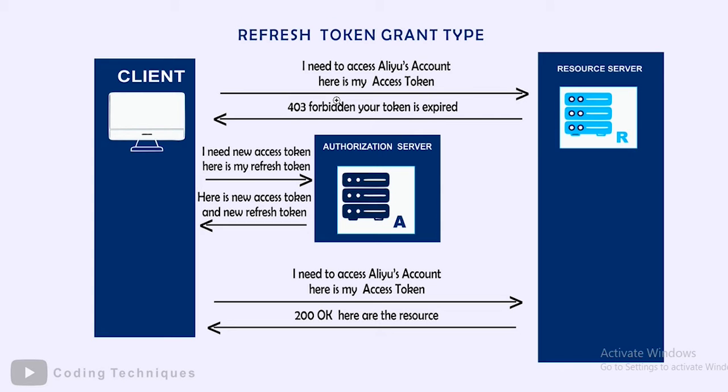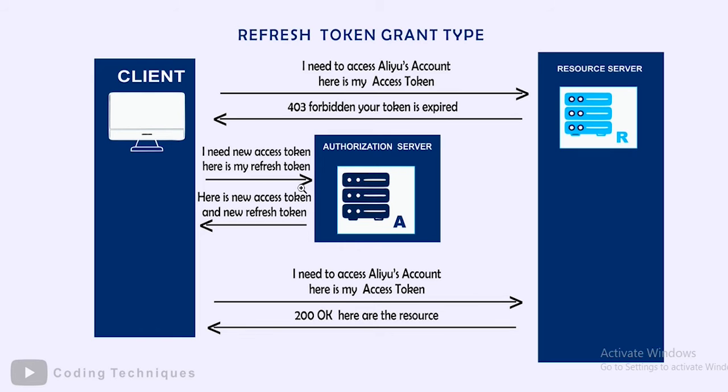Here is my access token. Then we will get a 403 forbidden, your token is expired. That is when the token is expired. So I need a new access token. Here is my refresh token. So the client sends the token to the authorization server, and here is a new access token if the refresh token is valid.